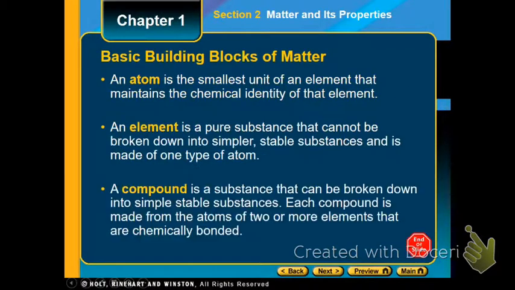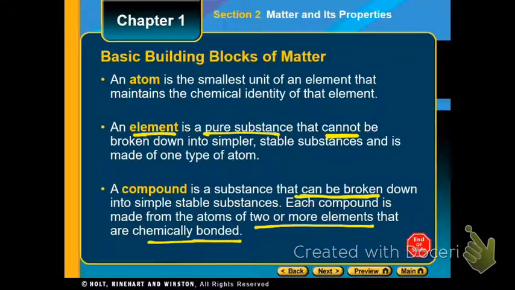If we're looking at the basic building blocks of matter, you have three more definitions you need to write down: atom, element, and compound, and these will get discussed further throughout the lesson. An atom is the smallest unit of an element. An element is a pure substance that cannot be broken down into simpler, more stable substances. So again, it is a pure substance. Pure substances will be brought up later. And then a compound is a substance that can be broken down into simpler substances. For a compound, you do have two or more elements that are chemically bonded.